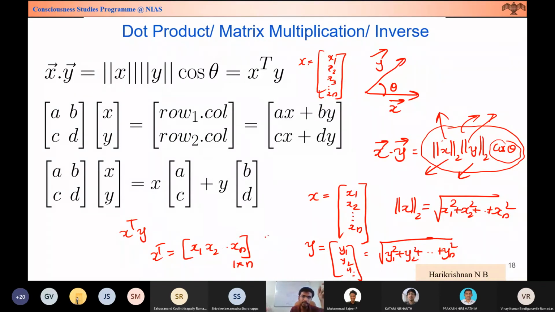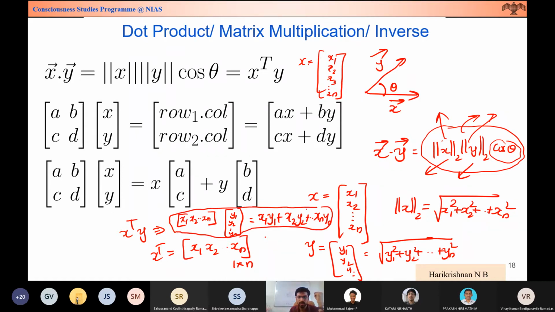Then x transpose times y, of the form x1, x2, up to xn times y1, y2, up to yn. When I do this vector multiplication, what I am getting is x1 y1 plus x2 y2, etc., plus xn yn. So this is the dot product, and it will be very useful in the coming slides for covering this material.